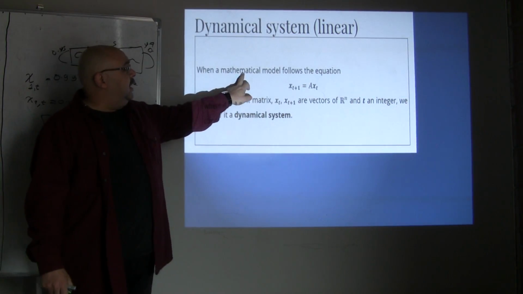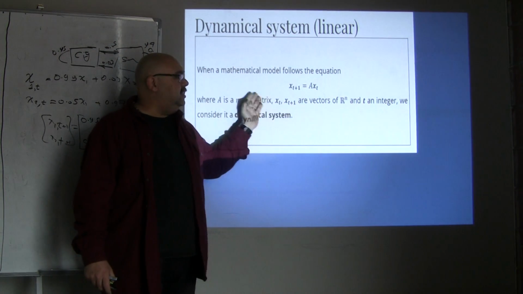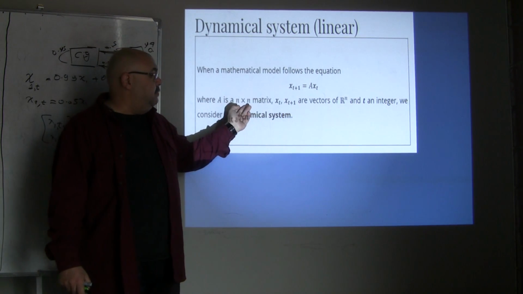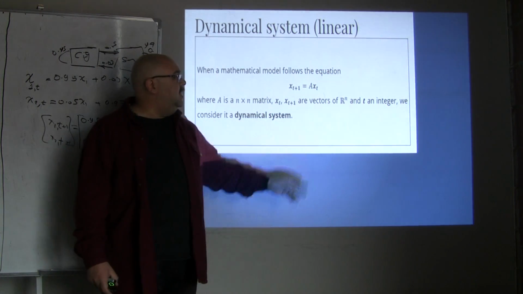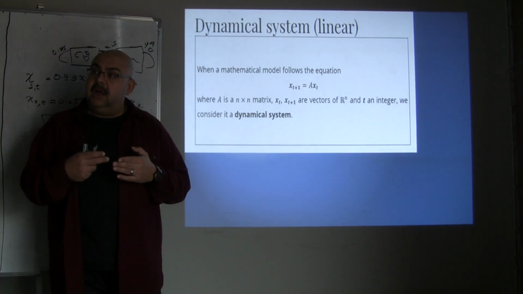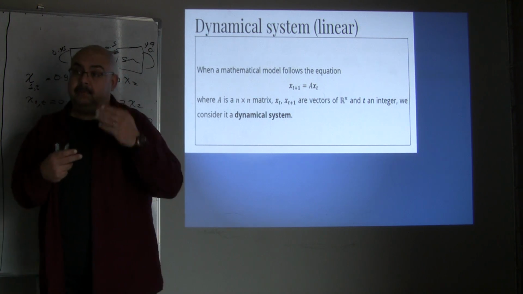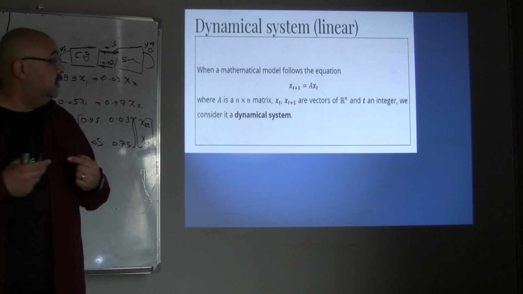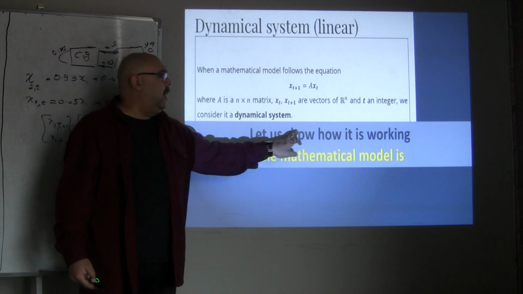When a mathematical model follows the equation x of t plus 1 equals A x t, this is what I've tried to explain to you, where A is an n by n matrix, x t and x t plus 1 are two vectors of R n, and the t is an integer determining the amount of movements or the amount of objects that you are moving. In my case, you have t equal to 1 and t equal to 2. Let us show how it is working.